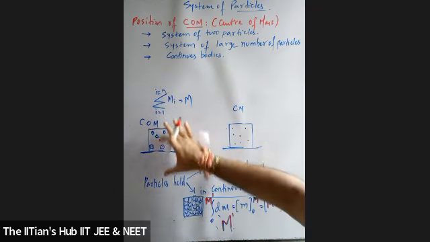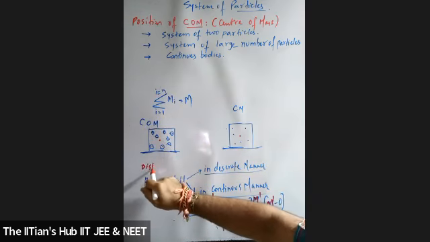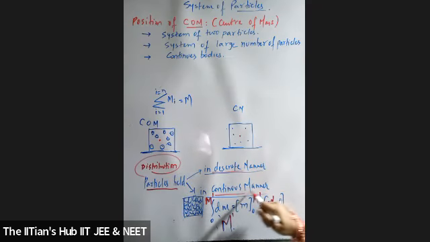Have you understood about, first of all, distribution of particles? Yes, sir. Whether they are in discrete manner or whether they are in continuous manner. Now let us understand what COM means. What is center of mass?